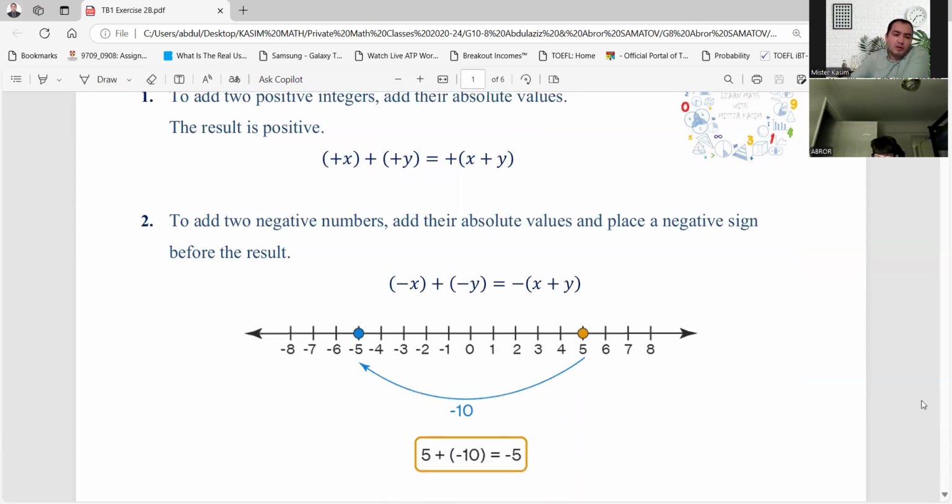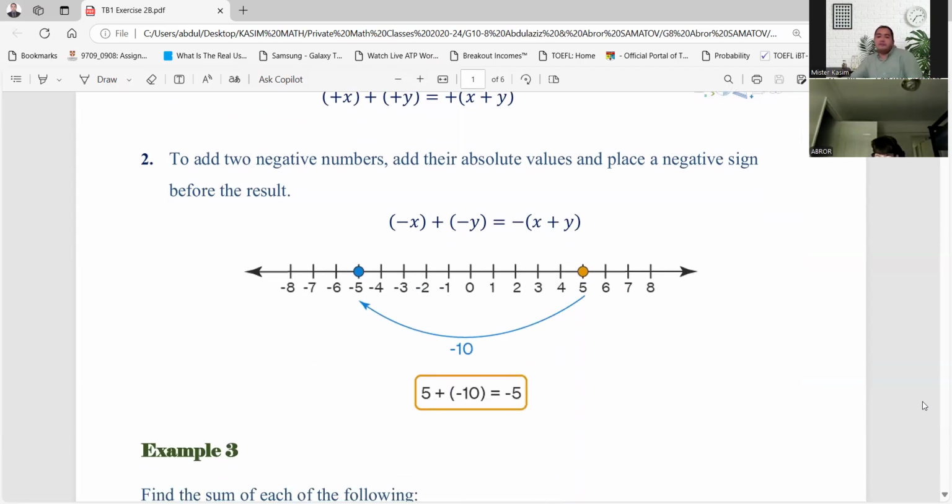And how about adding two negative numbers? Read number 2. To add two negative numbers, add their absolute values and place a negative sign before the result. Okay, a negative sign before the result. Actually, adding means moving to the right. Subtracting means moving to the left. For example, what does 5 plus negative 10 mean? You are at 5. This is minus 10, right? That means you are moving 10 units to the left.